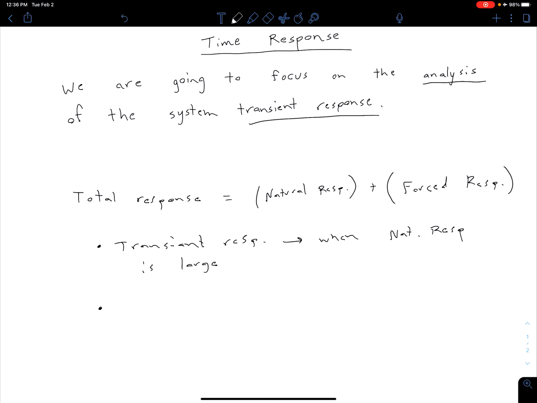And then in contrast to that, we have steady state response. These are items that we talked about a little bit in our introductory videos. So our steady state response, conversely, is when our natural response is small.